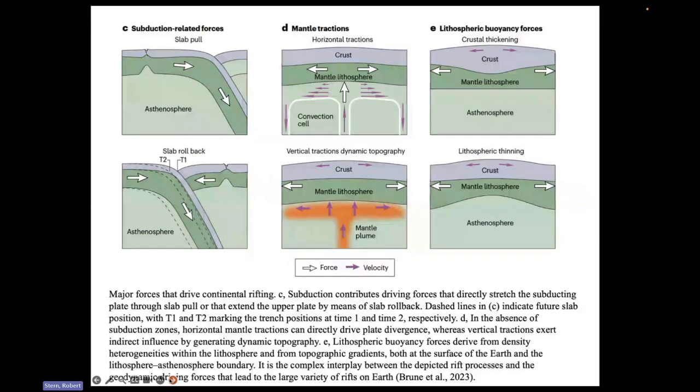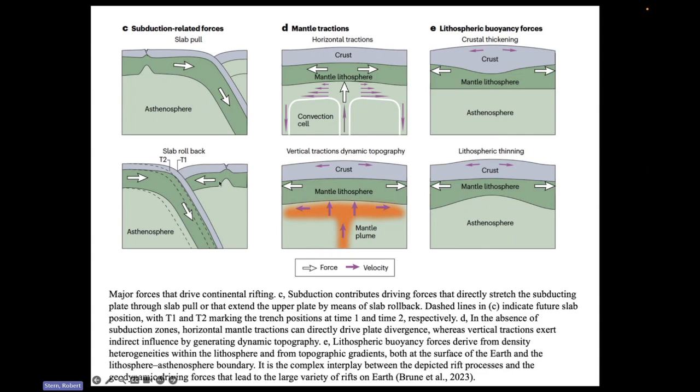All right, so here are a number of major forces that drive continental rifting. Here are subduction-related forces. Slab pull would cause extension in this region, right? And in addition, which we haven't talked about because we haven't talked about convergent plate margins and subduction zones yet, but we will, there's a thing called slab rollback.